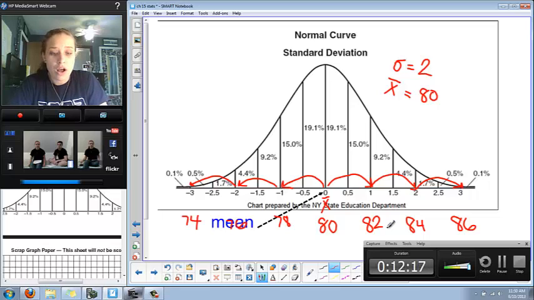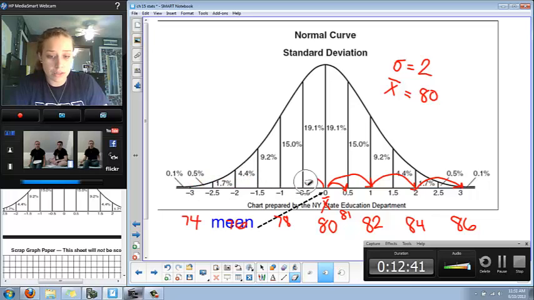Okay, and obviously we can also go in between by half of a standard deviation. So if 1 full standard deviation is 2, then a half of that is 1. So right here at that line, that would be an 81 in between, and so on. And you could see how that goes, okay? But the mean is always in the middle. And you can go either direction.